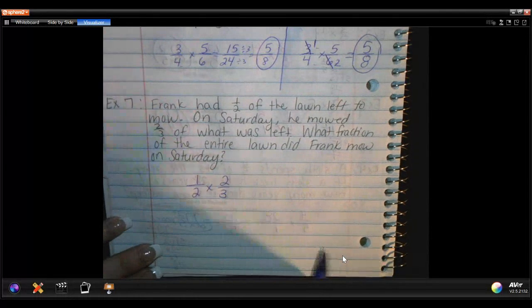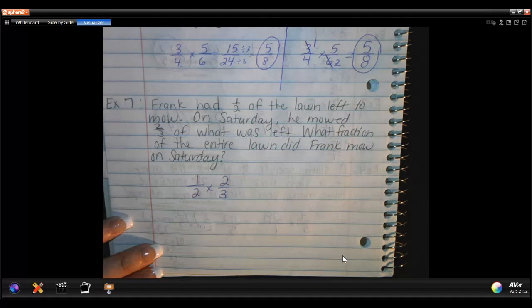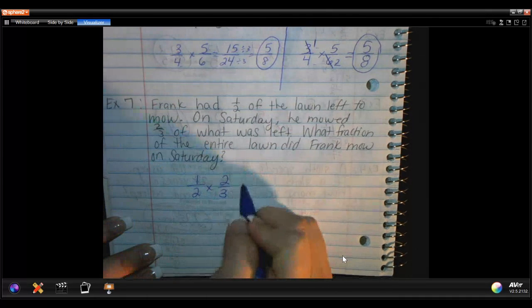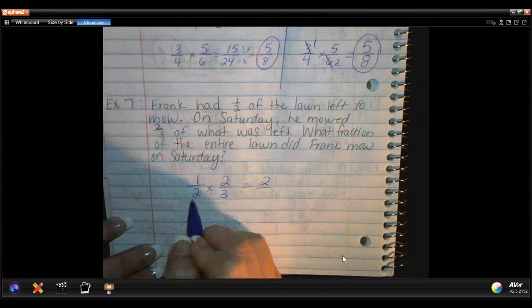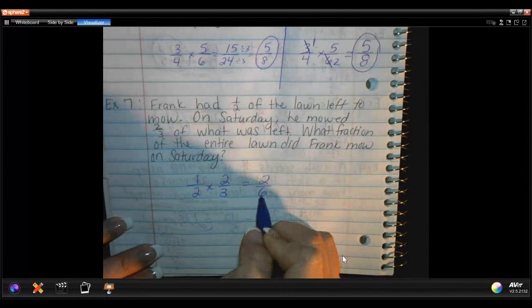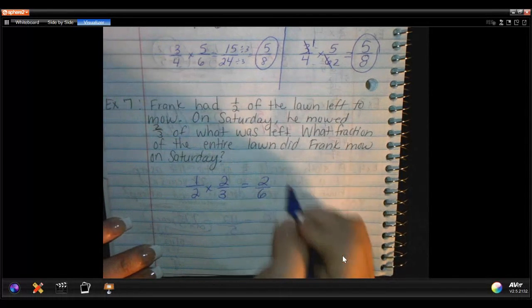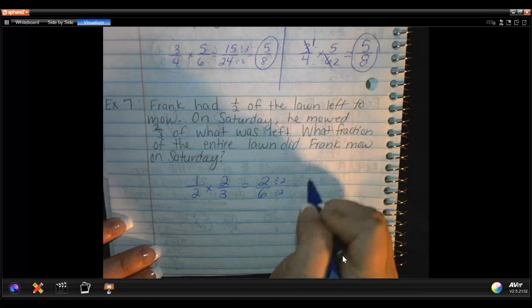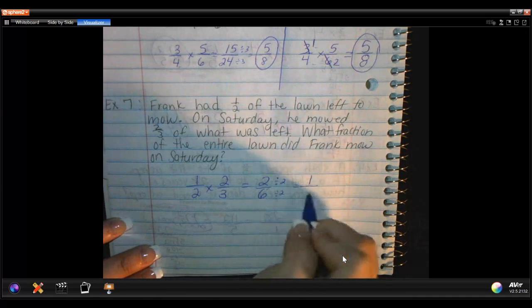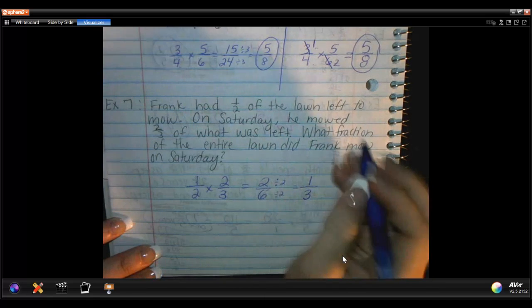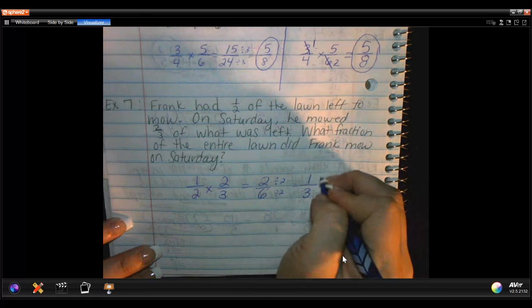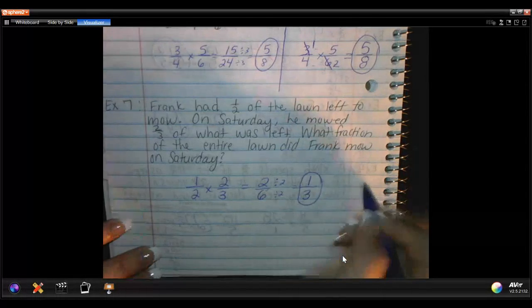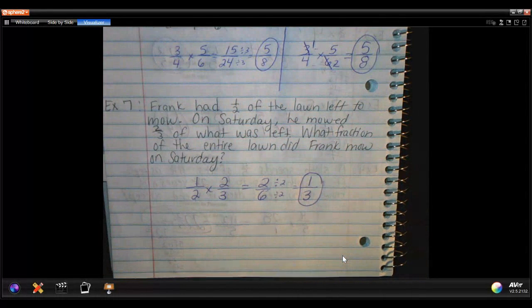Okay. Again, I can do this 2 ways, and I'll show you both ways. Multiply across. 1 times 2 is 2. 2 times 3 is 6. Well, 2 and 6 have something in common, so I divide them both by 2. 2 divided by 2 is 1. 6 divided by 2 is 3. So he had 1/3 of the lawn mowed on Saturday.